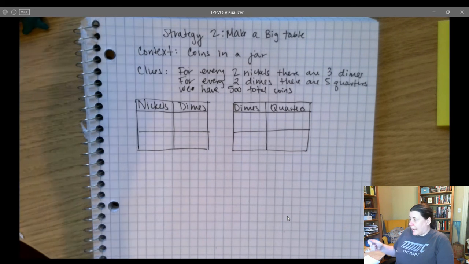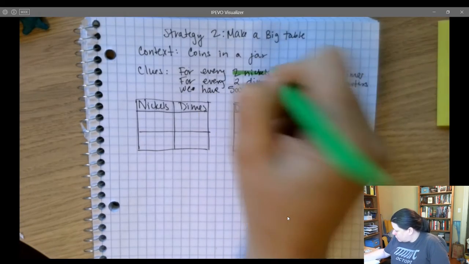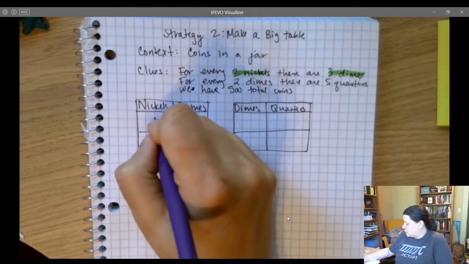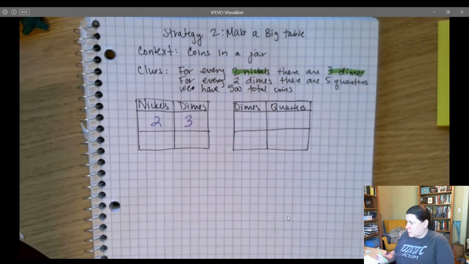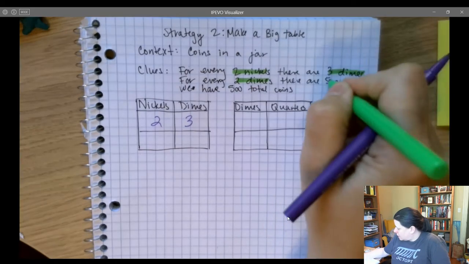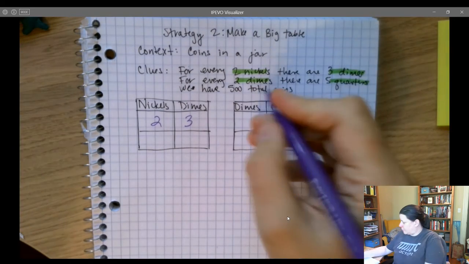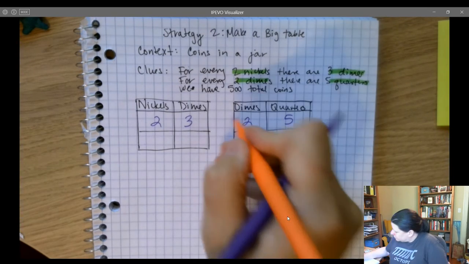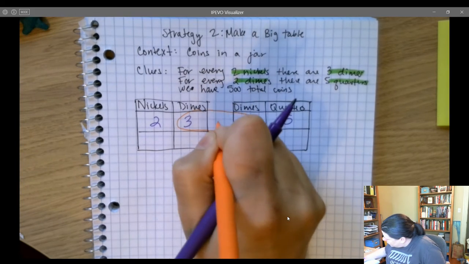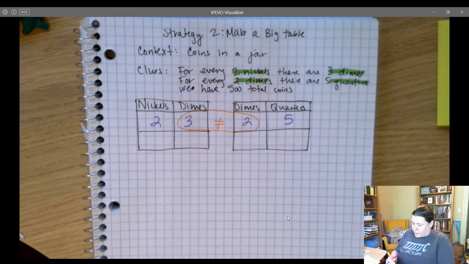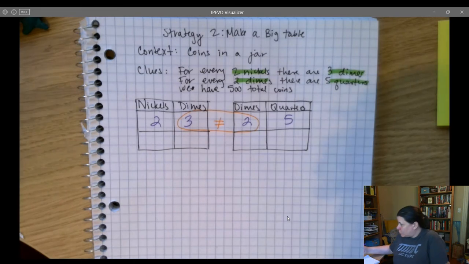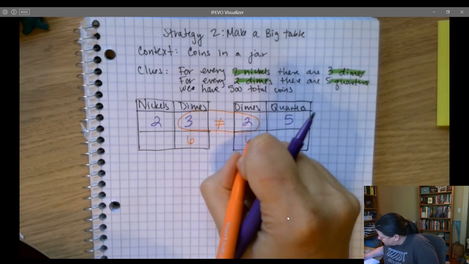To set up a big table, the first thing I'm going to do is make sure that I have numbers that are useful that I can work with. So I've got 2 nickels and 3 dimes, 2 dimes and 5 quarters. Just like last time, I can't compare these two ratios because I can't compare a ratio that has 3 dimes with a ratio that has 2 dimes, but I can compare two ratios that both have 6 dimes.